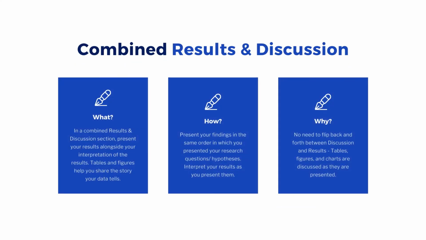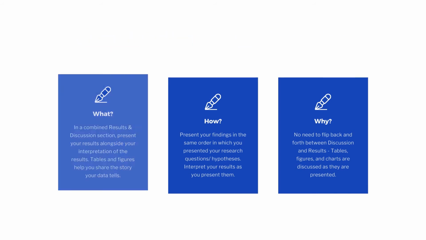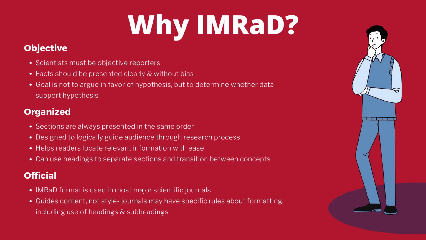Some instructors combine the results and discussion sections instead of having all the results presented in one section separate from the interpretation of those results. An advantage of the combined format is that you don't have to flip back and forth between the table or graph of the results and the text that interprets it. Be sure to check the specific instructions for the report so you know how your instructor wants you to organize these sections.